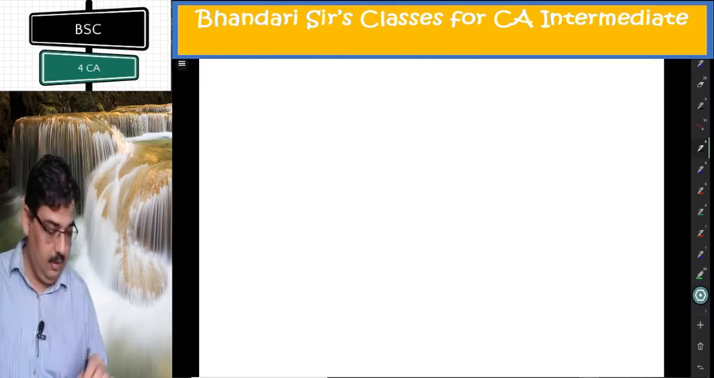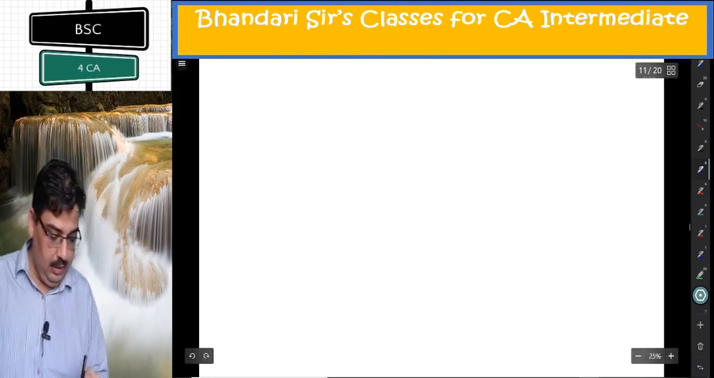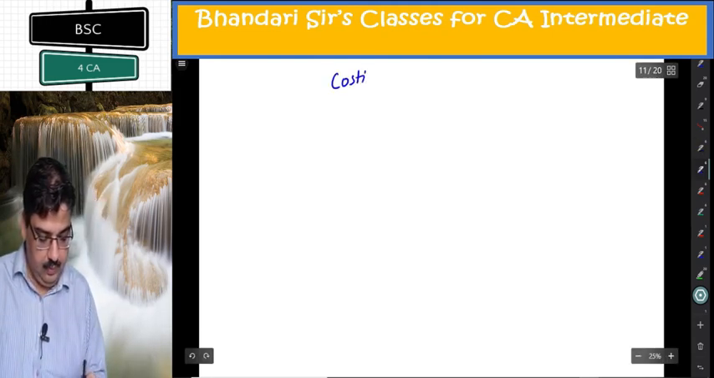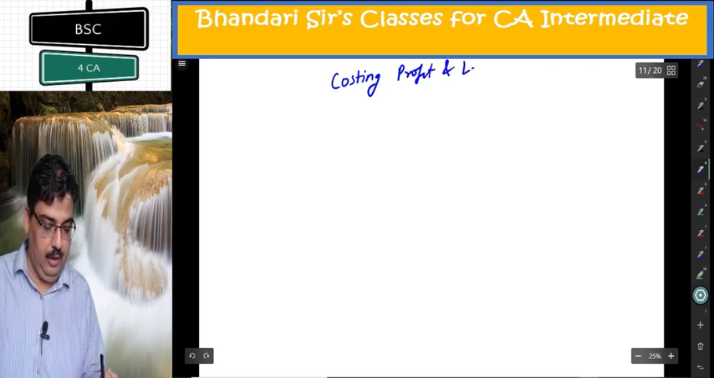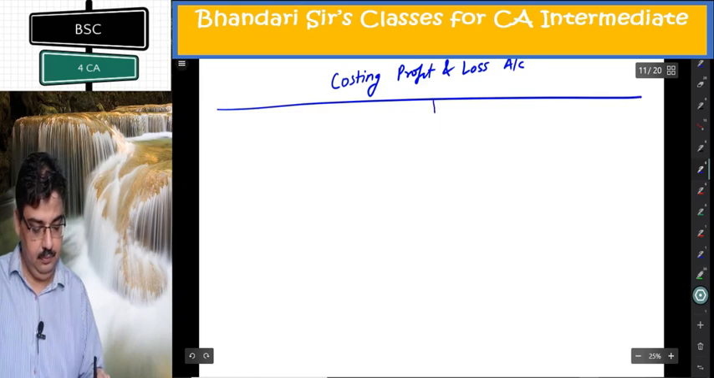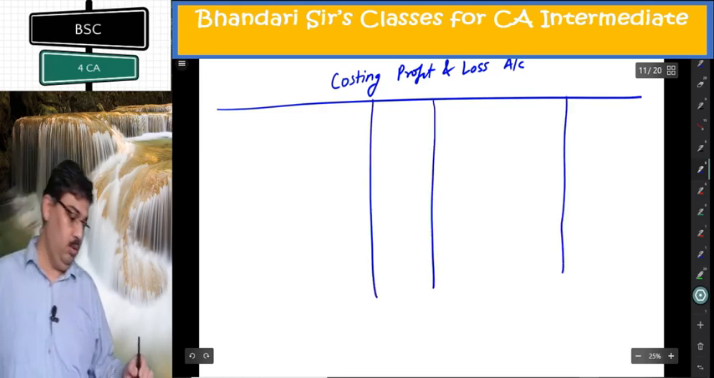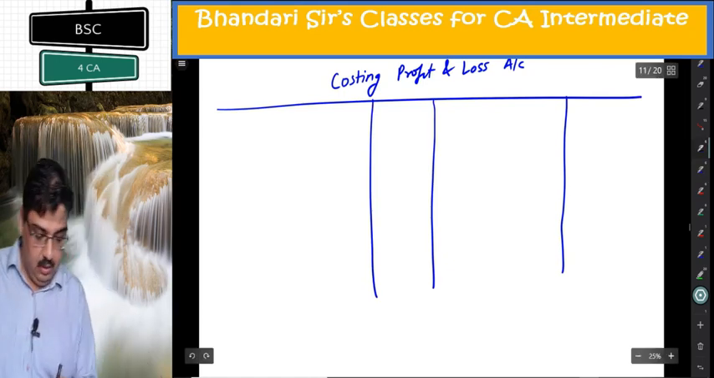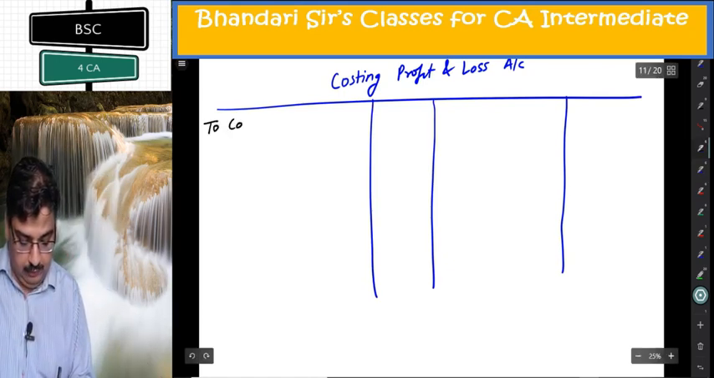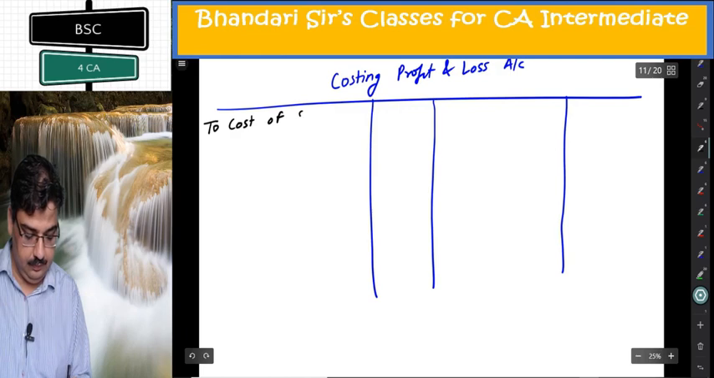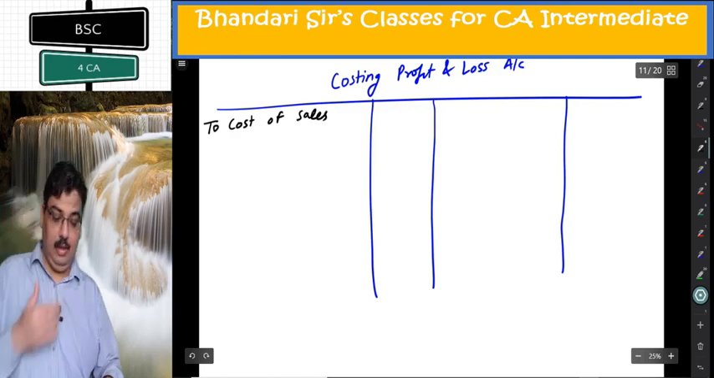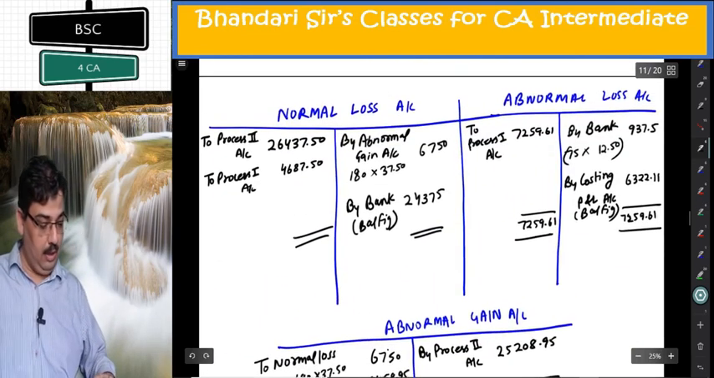Lastly, I create a costing P&L account in this. Costing profit and loss account. No units column, particulars and rupees. I am going to get two cost of sales. And that comes from finished goods stock account that we made.